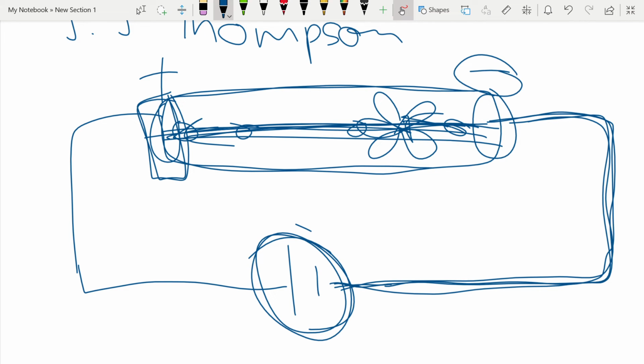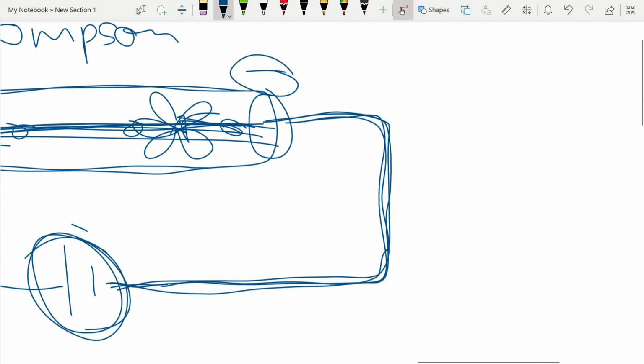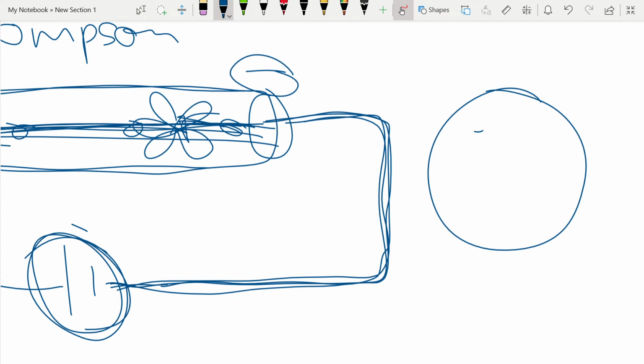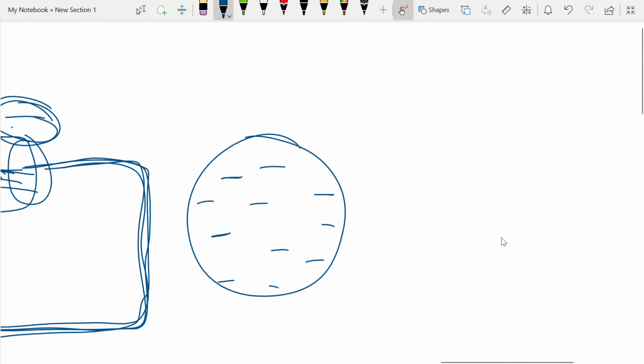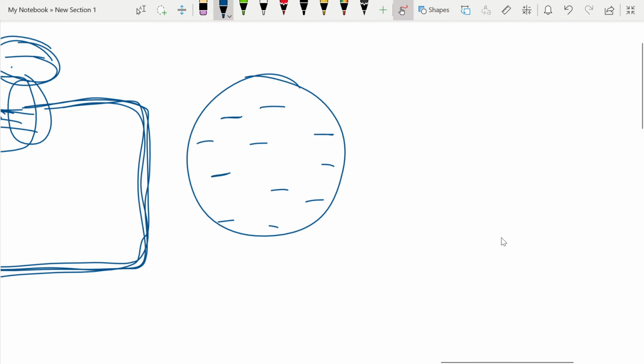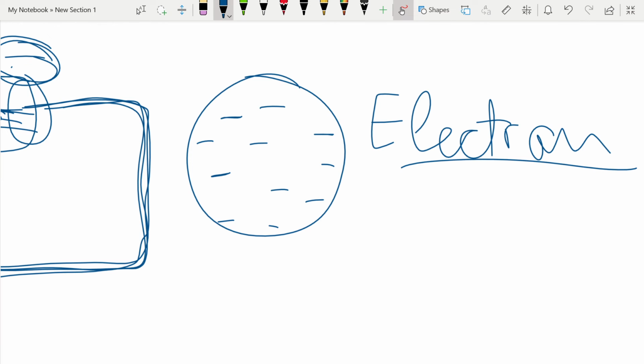What he made out of that was that in an atom, there's something which is negatively charged, right? Why? Because if you move from minus to plus, some minus particles are moving. So that's why he came up with that solution. What did he call these negatively charged particles? He called them electrons.